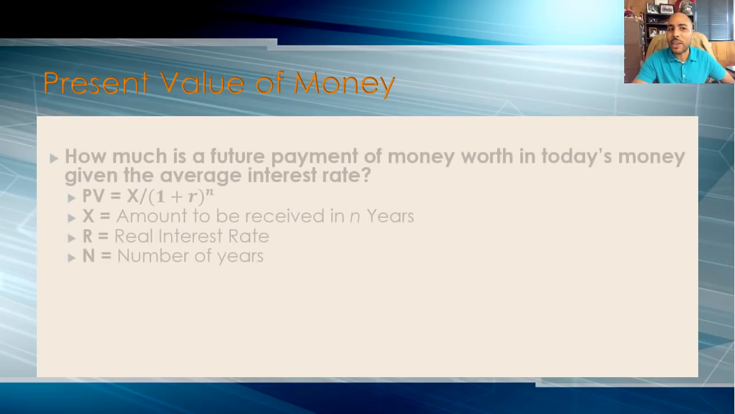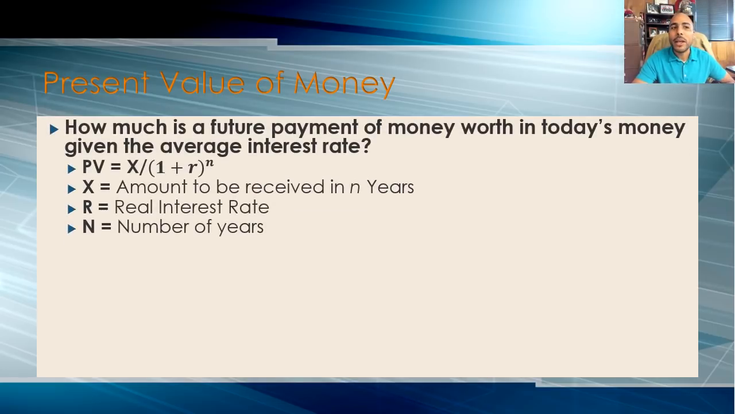Obviously, the present value of money is talking about how much money a future payment is worth in today's money given the average interest rates. So in other words, if somebody was saying they were going to give you a certain amount of money in the future, how much money would you need to have today to equal that same amount of money in that same period of time? Okay, so in this situation, the present value of money is equal to x divided by 1 plus r to the power of n.